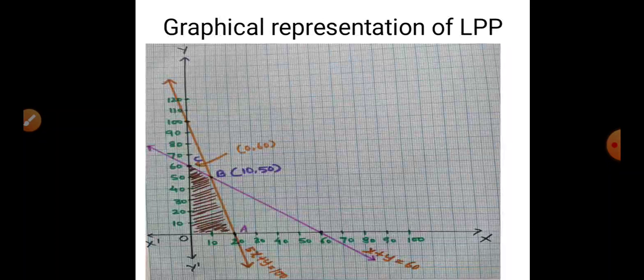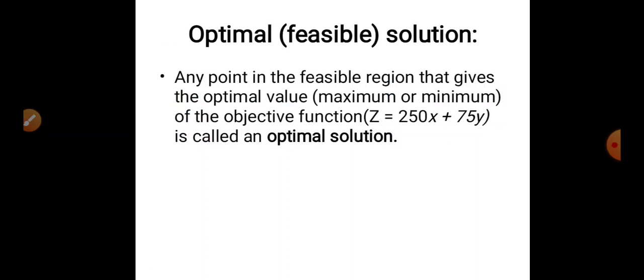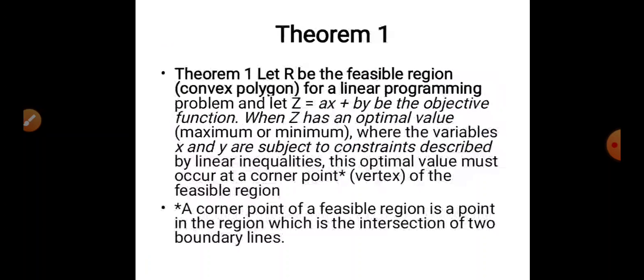Now from the graph, what do we get? We get a quadrilateral, and O, A, B, C are the corners of this quadrilateral. And these corner points will give the maximum or the minimum value of z, which is called the corner point method. Now we have to find the feasible or optimal solution of z. For that we have to choose the corner points. And for that there is a theorem.